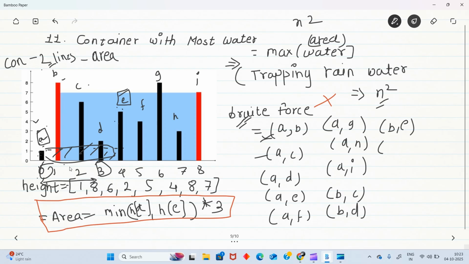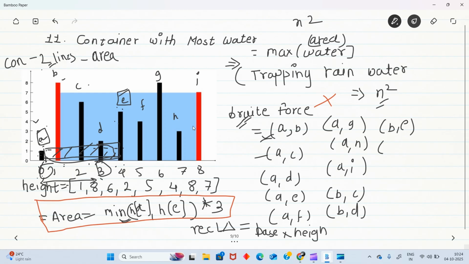And what will be my base? Base will be j minus i. That means here, if we take 3, it is 3 minus 0. So we get the rectangle. What is the formula for a rectangle? Area is base into height. So we have height as the minimum of these two, and base is j minus i. So we got our formula.